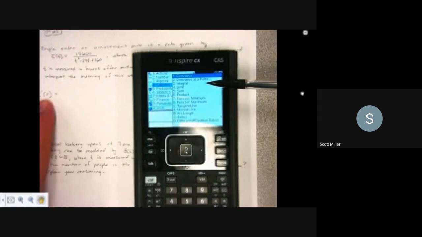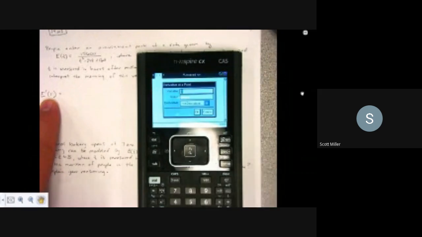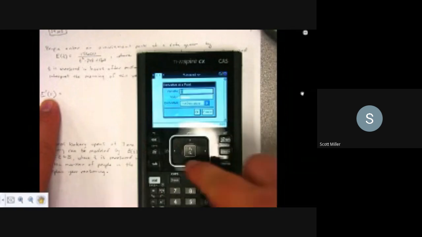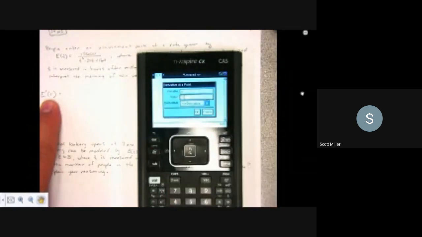We want to find the derivative of E at 11. So that is the derivative at a point. That's number 2. And you'll get the screen right here. So what is our variable? X. I know it says a t right here, but we're going to put it in x instead. What is our value? Well, we're going to plug in 11. This is the derivative of this, so that is a first derivative.